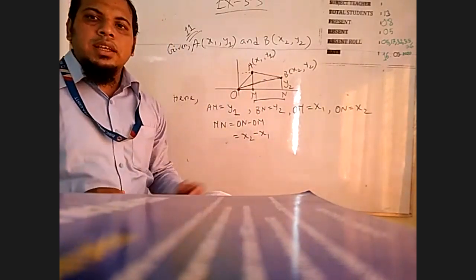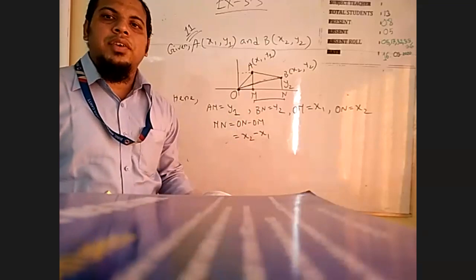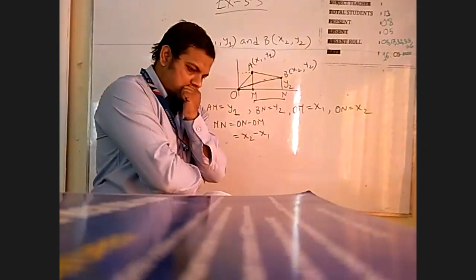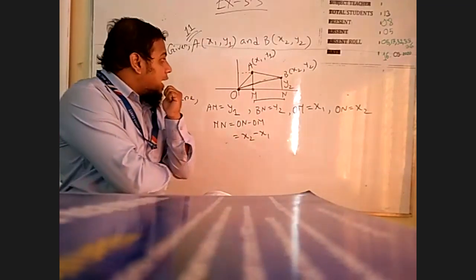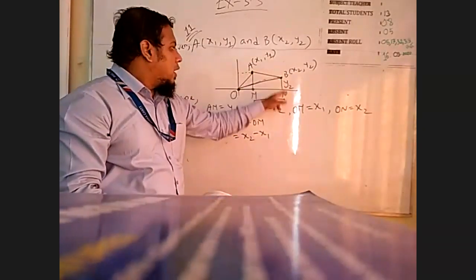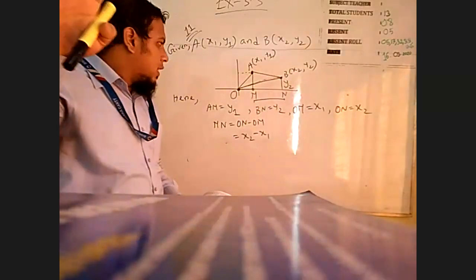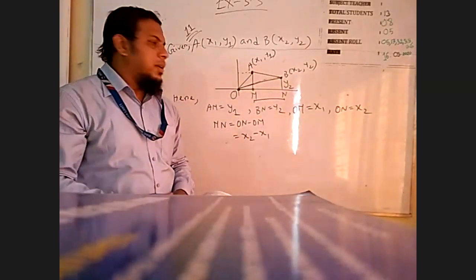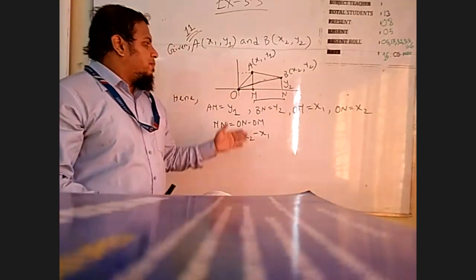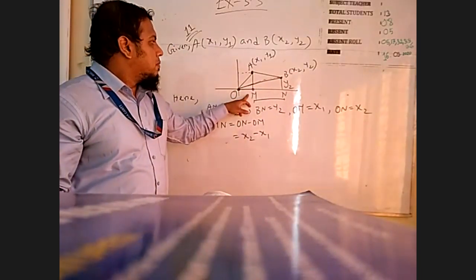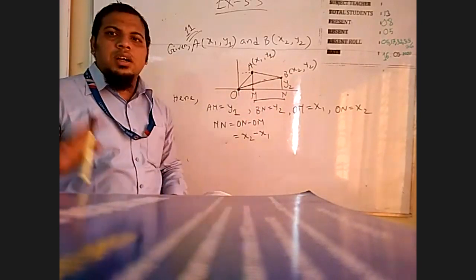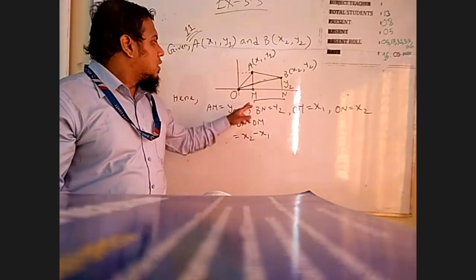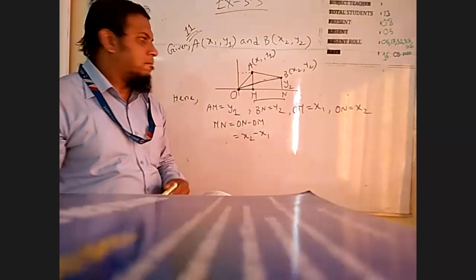Can you see any trapezium in the figure? ABMN. ABMN, correct answer. ABMN, it is the trapezium, okay? So that means we will use these three triangles and also the trapezium, okay?